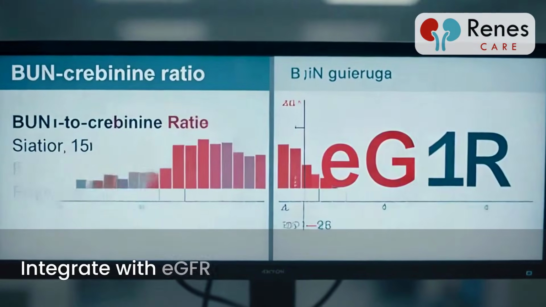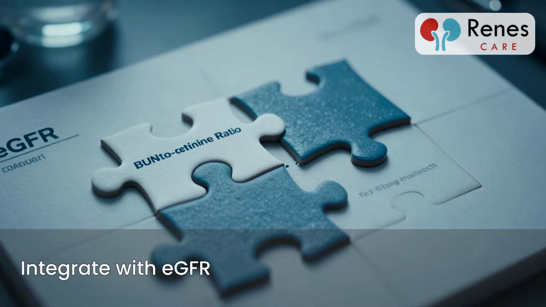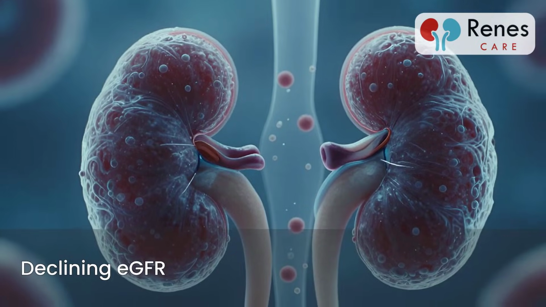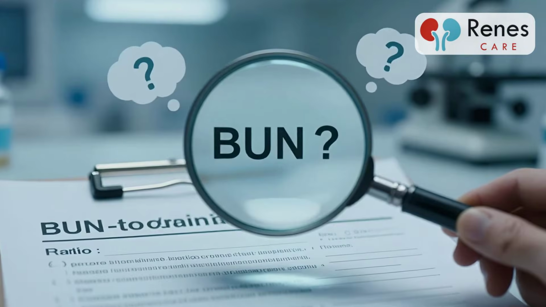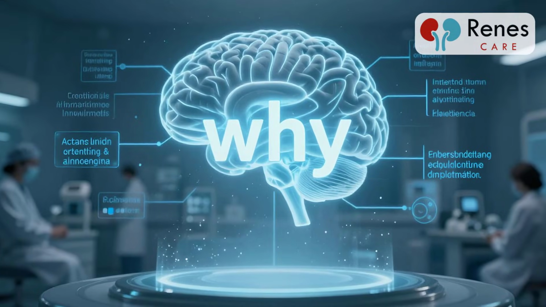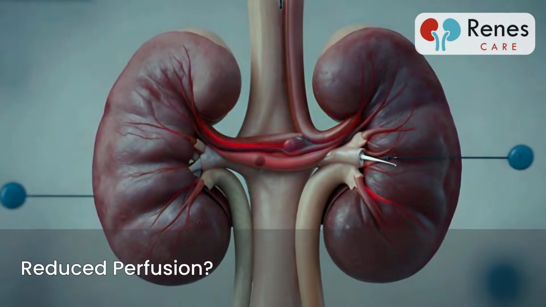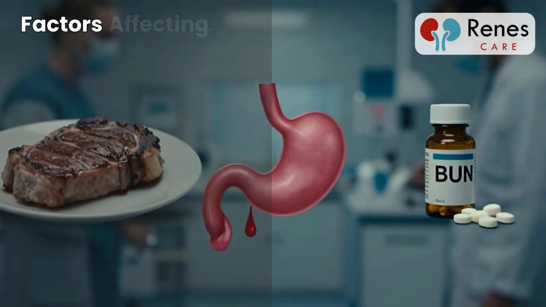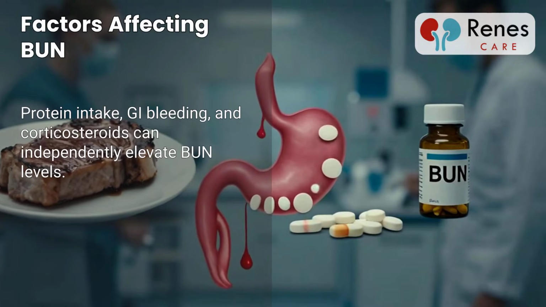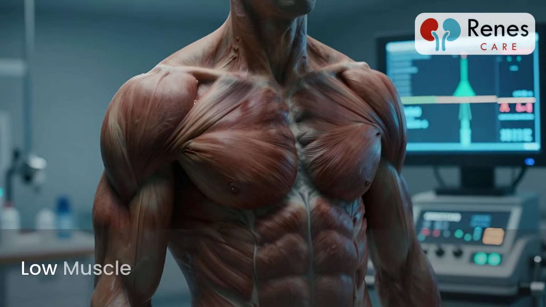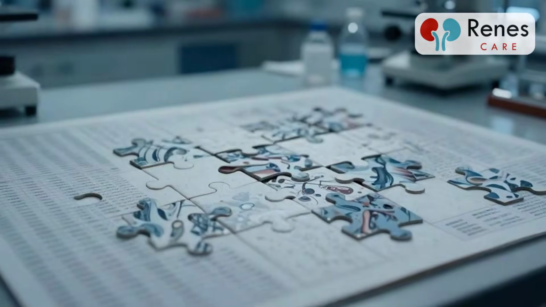Now, integrate this with estimated glomerular filtration rate, or eGFR. A declining eGFR confirms reduced filtration capacity, but the BUN-to-creatinine ratio helps you understand why. Is it reduced perfusion or structural damage? Also consider context. High protein intake, gastrointestinal bleeding, or corticosteroid use can elevate BUN independently. Low muscle mass can reduce creatinine. So interpretation must always be clinical, not isolated.